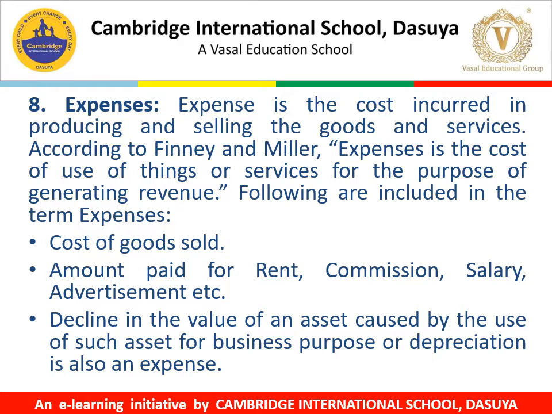The following items are included in expenses. Number one, cost of goods sold, then amount paid for rent, amount paid for commission, salaries paid, advertisement expenses paid, etc. Decline in the value of assets caused by the use of such asset for business purpose, or depreciation, is also an expense.